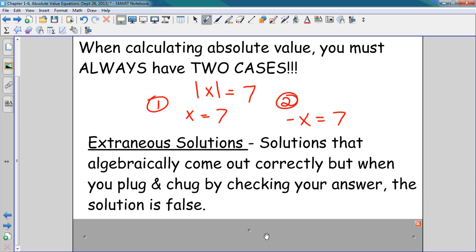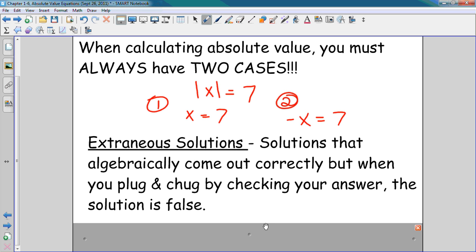Extraneous solutions. Now, I want you to write this down, but we're not going to talk about it until a little bit later. But I want you to have the definition in the beginning, because once you see it, you'll be like, oh yeah, that's an extraneous solution. Extraneous solution just means a solution that when you solve it algebraically, it comes out right, but then when you go to check it, it doesn't work. The answer actually is not right. We'll talk about that.